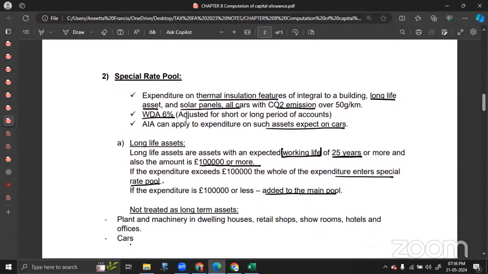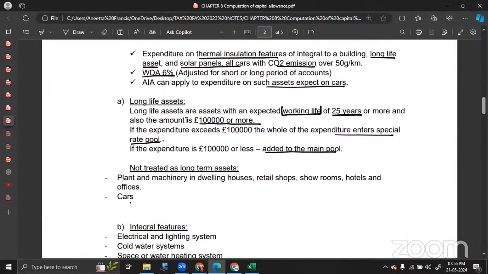Special rate pool, this contains integral features of building, long life asset, and cars with CO2 emission more than 50 grams per kilometer, first and second hand car. The WDA is 6% and time apportioned.